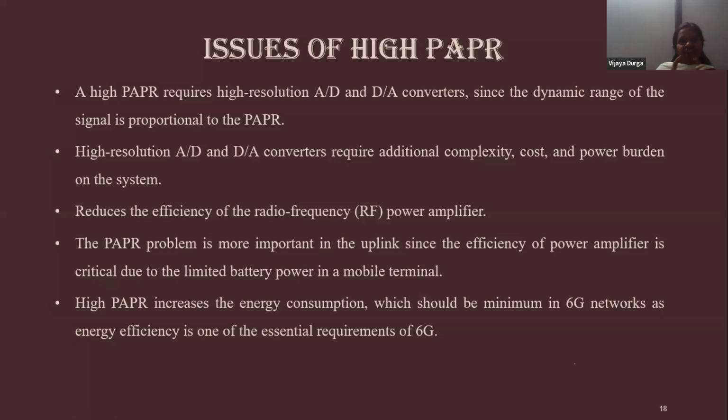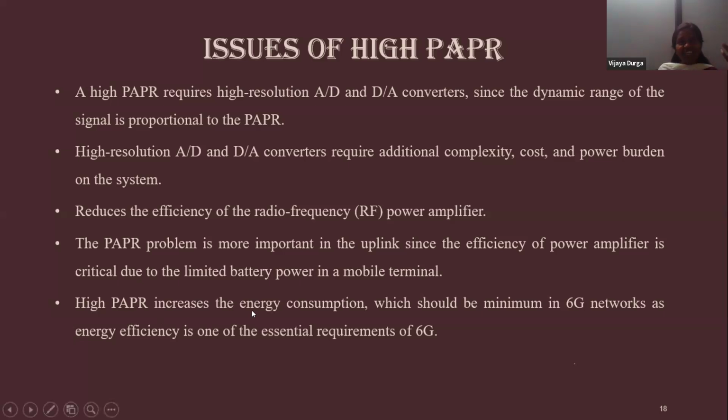SC-FDMA is nothing but single carrier frequency division multiple access. That is called SC-FDMA. I have already told you that for a single carrier, the PAPR is almost 0 dB. Here we are using pre-coding techniques, such as DCT pre-coding or FFT pre-coding. Because of these pre-coding techniques, we can reduce the PAPR in SC-FDMA. So we are using SC-FDMA in the uplink of the 4G communication system.